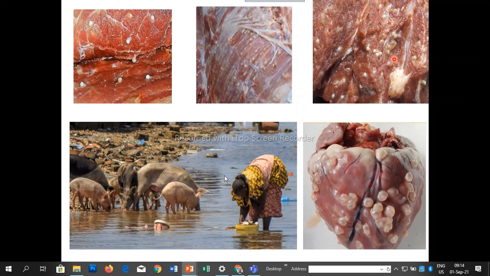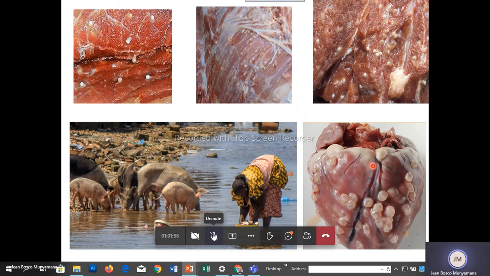Unfortunately, in the village we find this. When they are slaughtering a pig, they just fry and consume the meat directly. This is the heart of the pig, where we see the cysts on the heart. A human being who has cysticercosis is also like this. You have those cysts in the muscles of different body parts.